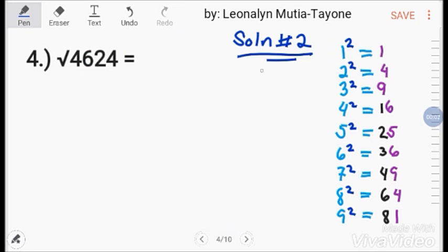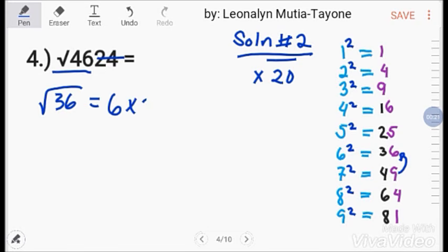Solution number 2, yung mag-multiply tayo ng constant 20. Itong last 2, i-cancel out natin to. Ito yung, isipin natin yung 46, square root. Square root ng 46, doon tayo pababa kung ano yung perfect square na yan, which is 36. And square root of 36 is 6. 6 times 20 equals 120. 46 minus 36, that is 10.